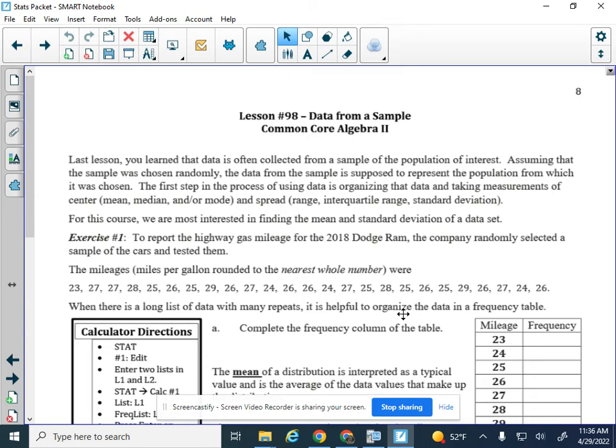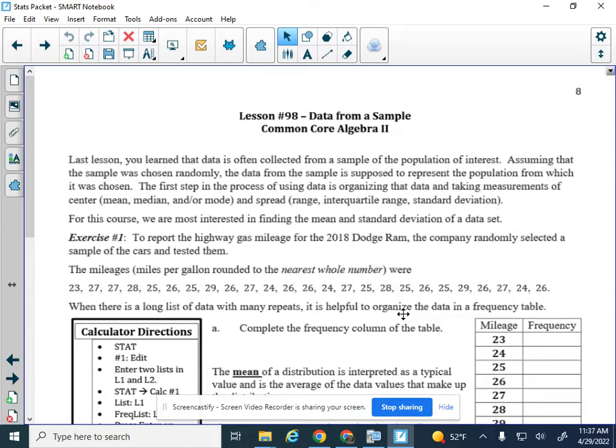So in this lesson, we're going to start to look at actual data that's collected from a sample. It says, last lesson you learned that data is often collected from a sample of the population of interest. Assuming that the sample is chosen randomly, the data from the sample is supposed to represent the population from which it was chosen.